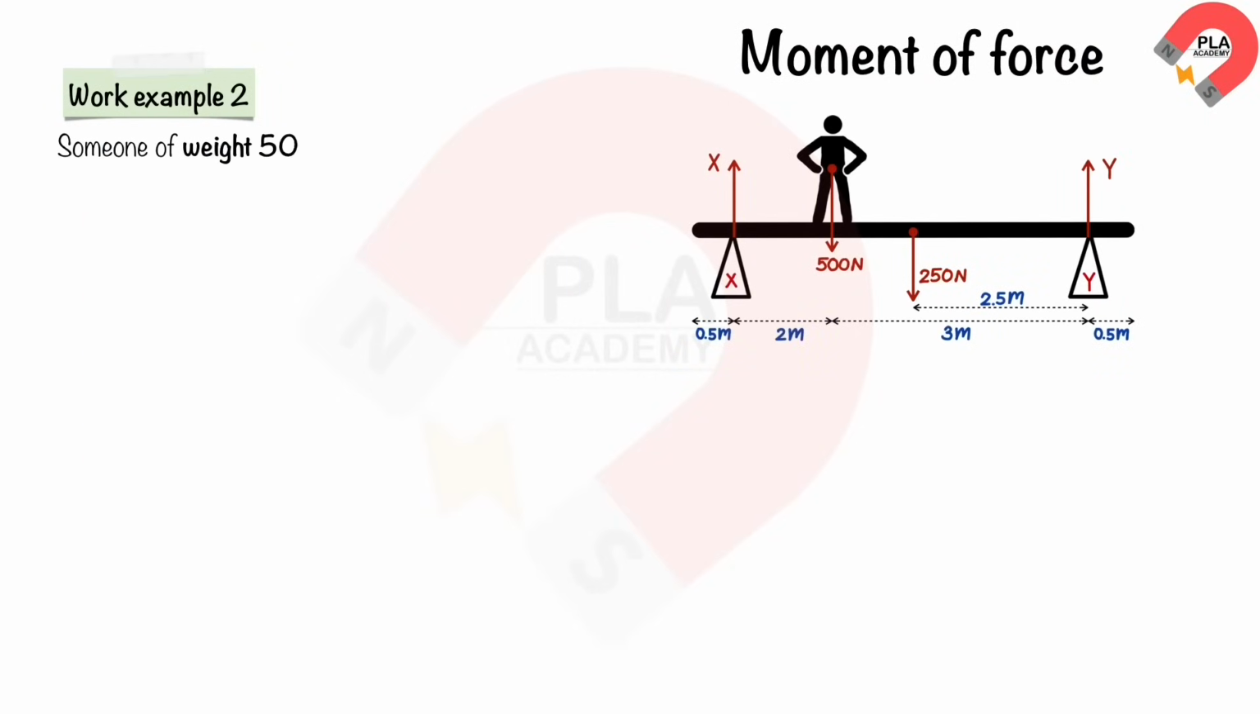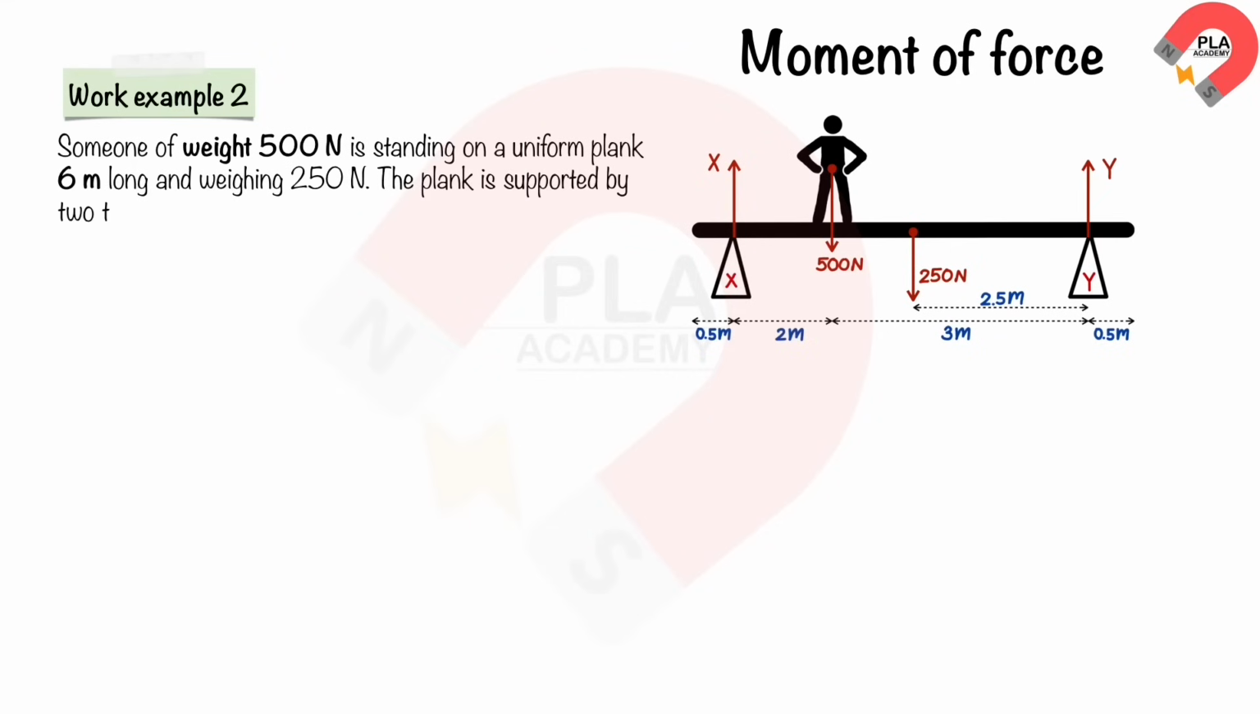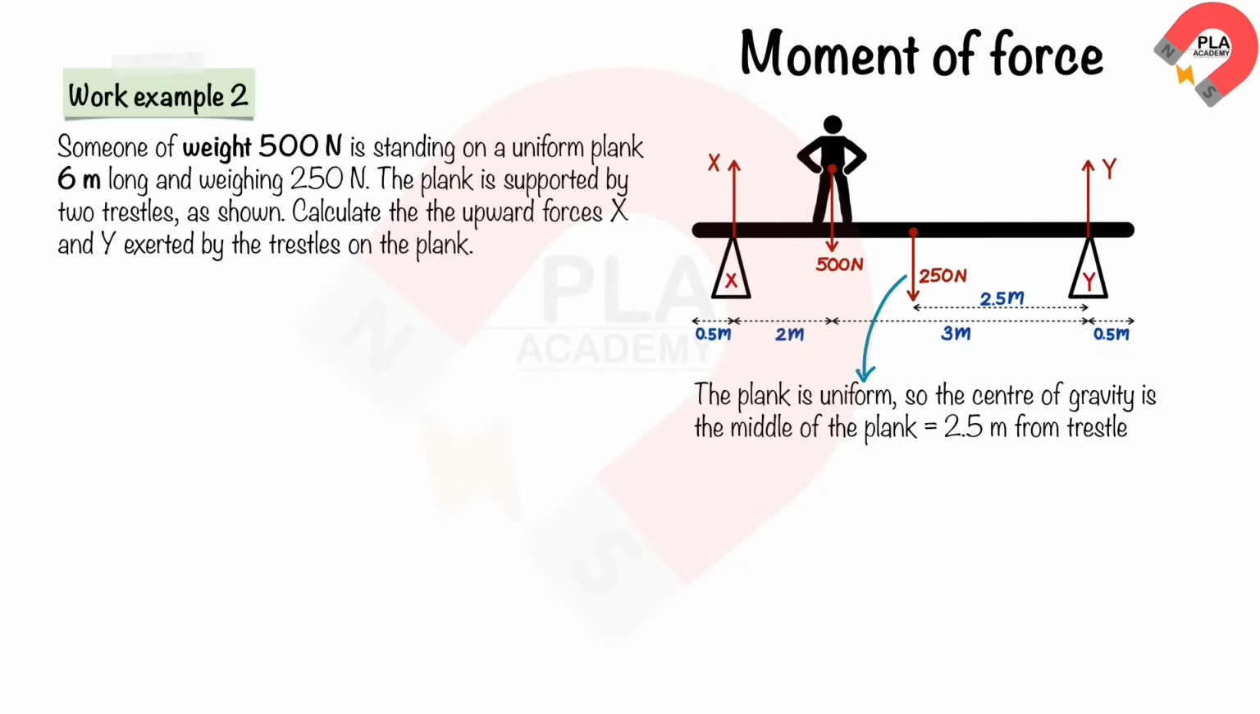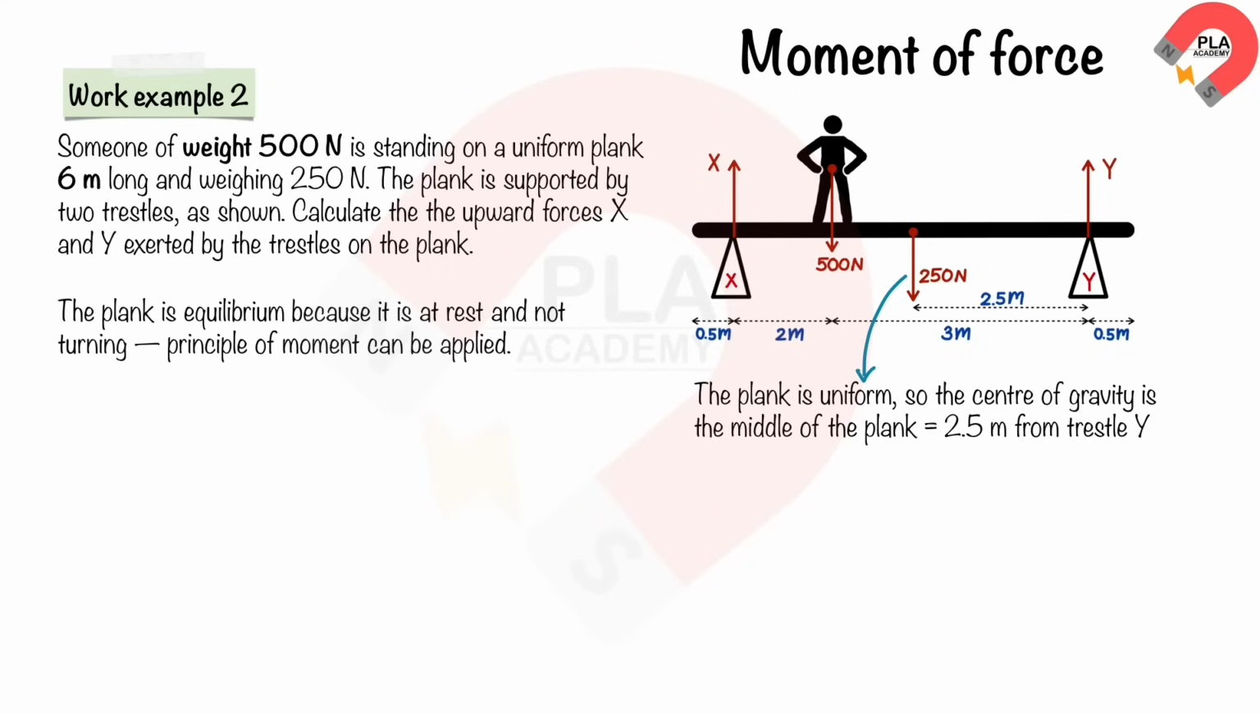Someone of weight 500 newtons is standing on a uniform plank 6 meters long and weighing 250 newtons. The plank is supported by 2 trestles as shown. Calculate the upward forces X and Y exerted by the trestles on the plank. The plank is uniform, so the center of gravity is the middle of the plank, 2.5 meters from trestle Y. The plank is in equilibrium because it is at rest and not turning, so the principle of moments can be applied.